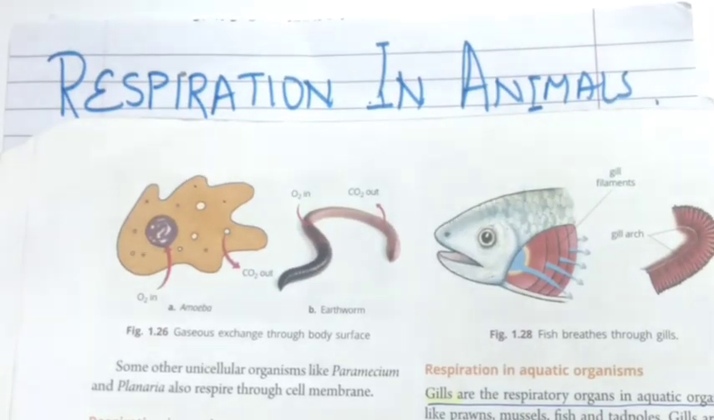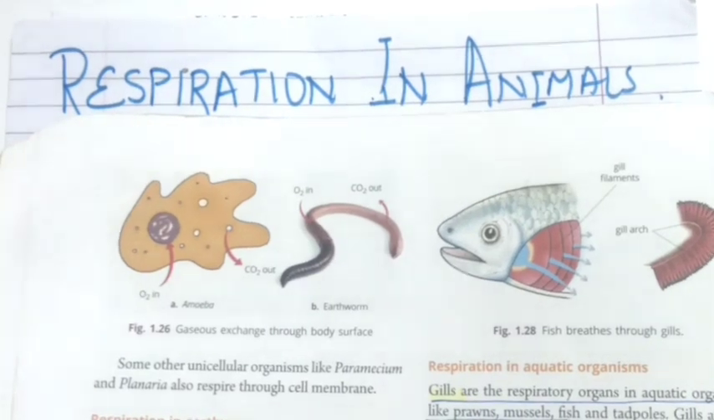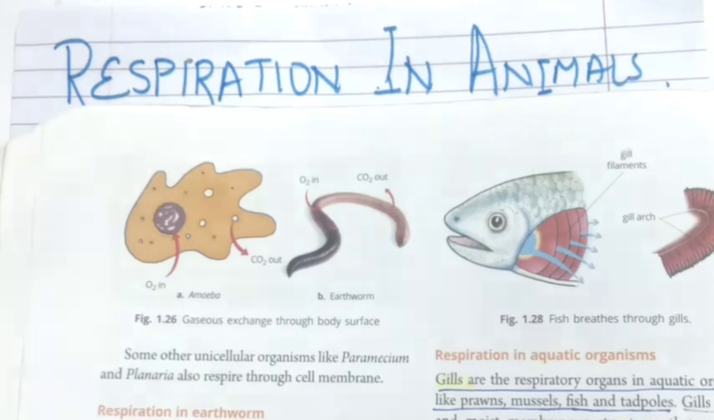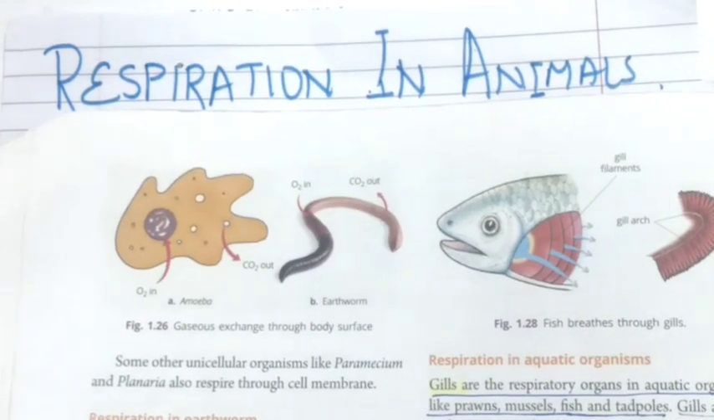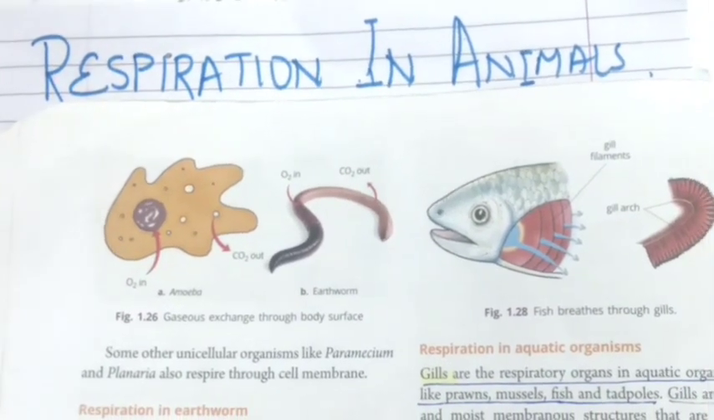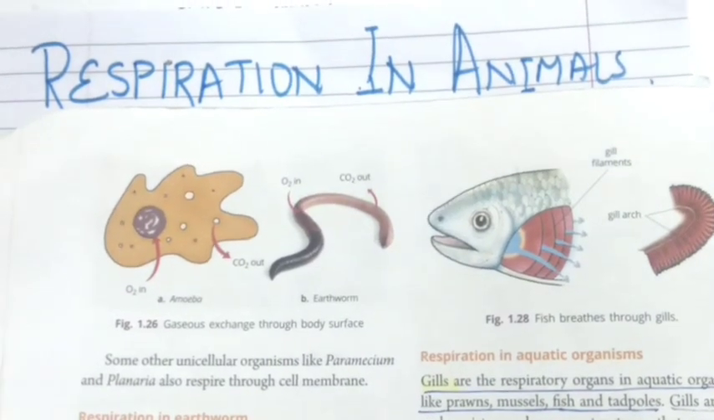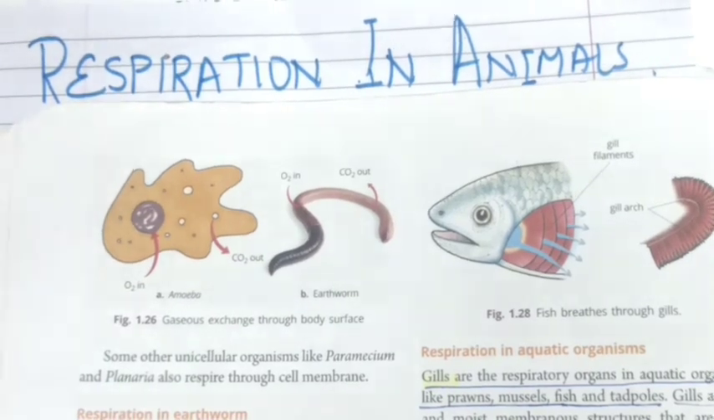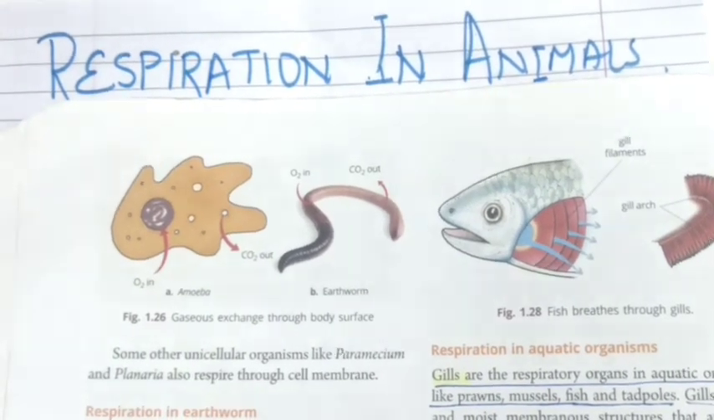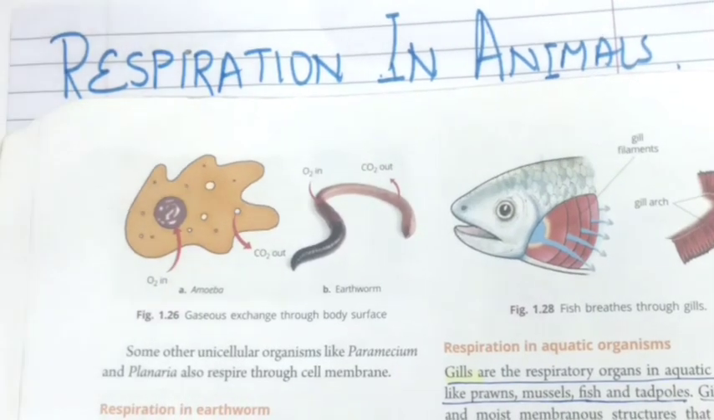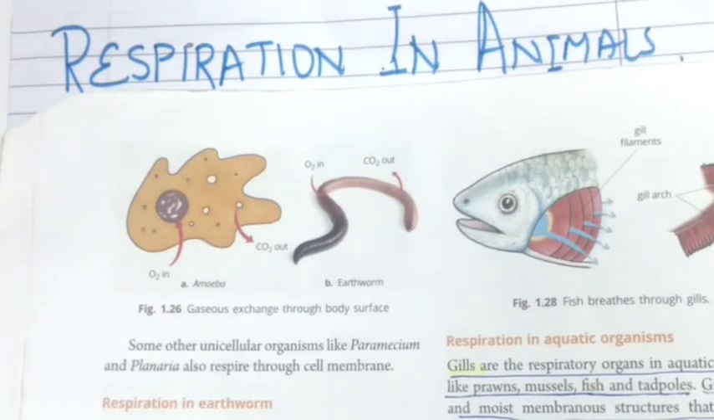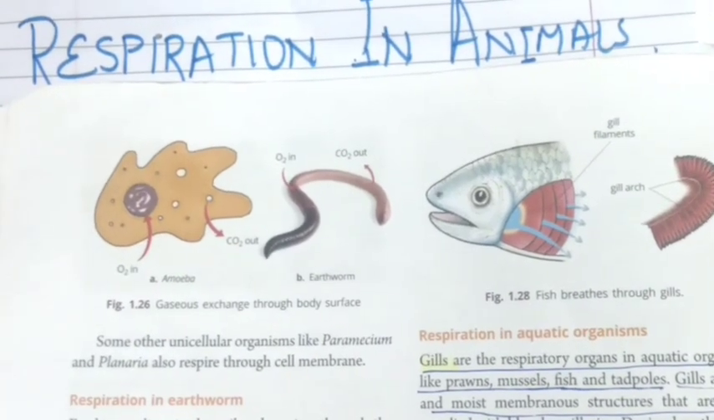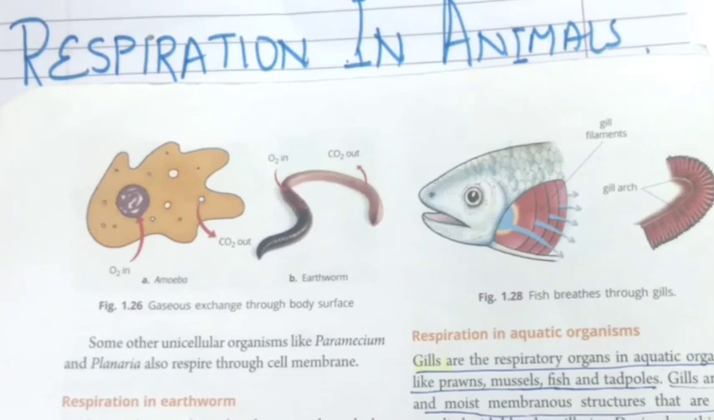The next subtopic is respiration in animals. Different animals have different modes of respiration. For example, in small unicellular animals like amoeba, respiration takes place by simple diffusion of gases through the cell membrane, right? Because it's unicellular, it doesn't have any organ, right? The animals like earthworms, which live in the soil, use their skin to absorb the oxygen from the air and remove carbon dioxide. The aquatic animals like fishes, prawns, mussels have gills as the respiratory organs.